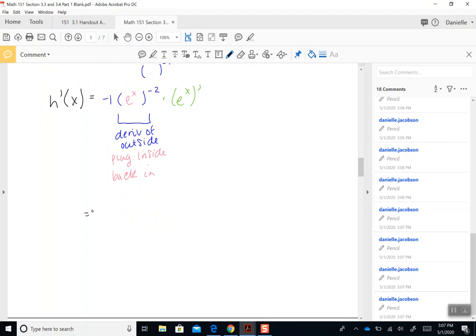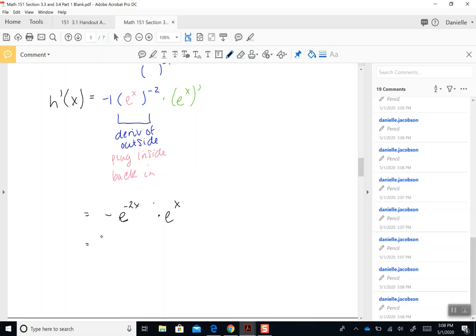So this is equivalent to negative e to the x raised to the negative 2, times the derivative of e to the x, which is just e to the x, so times e to the x. Notice I have the same base, e to the x and e to the x, so I can just add the exponents. Sorry, I should simplify this real quick here. So this is the same thing as e to the negative 2x by properties of exponents. That'll make it easier to follow. There we go, e to the negative 2x.